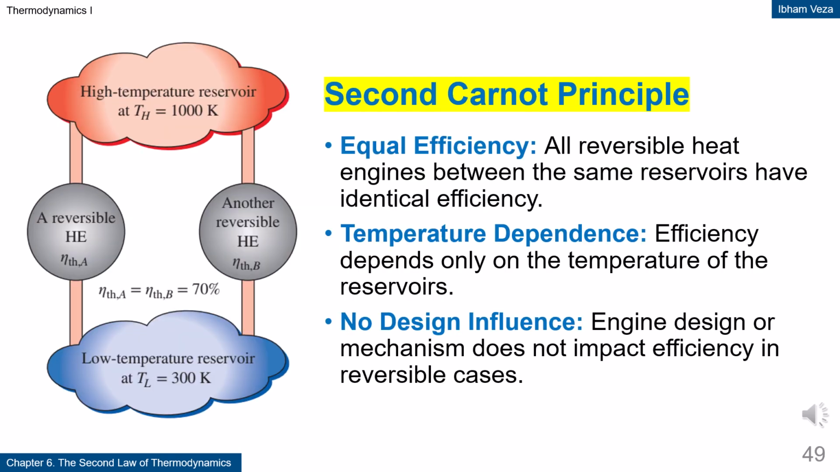Second Carnot principle. All reversible heat engines operating between the same two reservoirs have identical efficiency. This efficiency depends only on the reservoir temperatures, not on the engine design. This means no clever engineering can surpass the Carnot limit. This principle is very powerful because it separates performance from mechanism details. Temperature becomes the only determining factor.